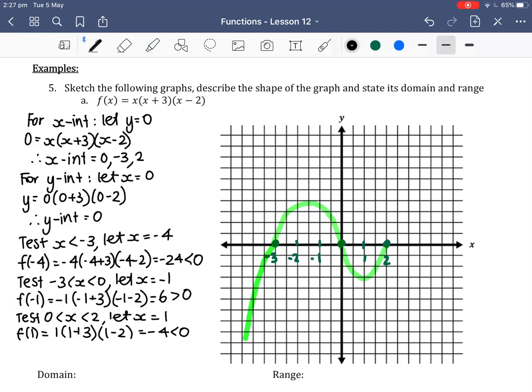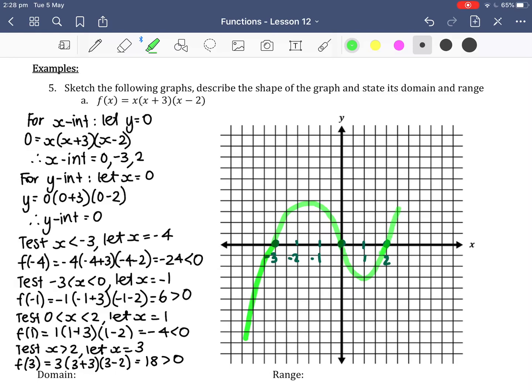And then finally, we need to test what happens when x is greater than 2. So let's let x equal 3. So we sub that into our function. So 3 bracket 3 plus 3 bracket 3 minus 2. When we sub that in, we get 18, which is greater than 0. So that means our function comes back up above our x-axis and ends above our x-axis.